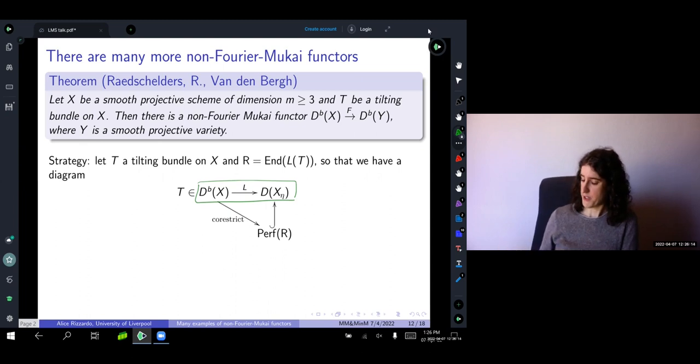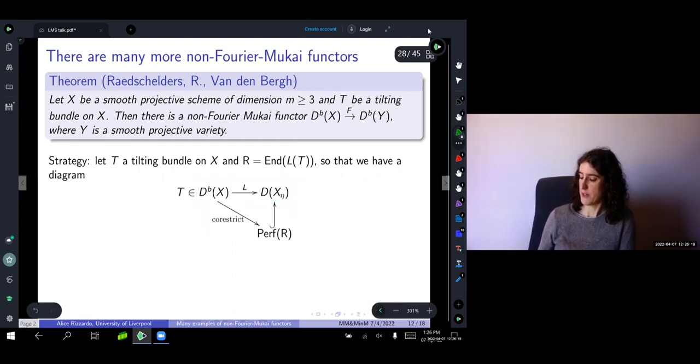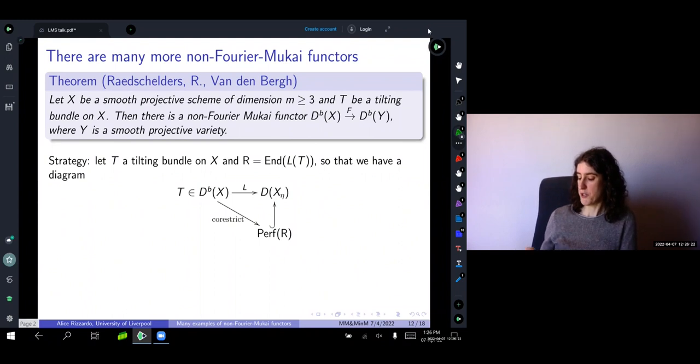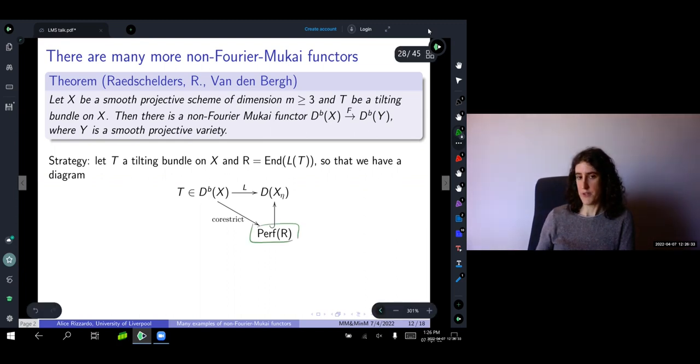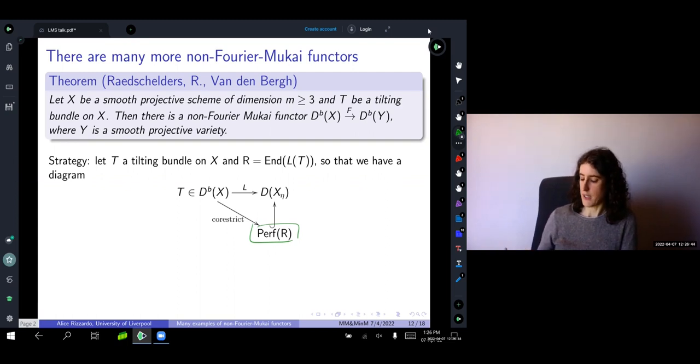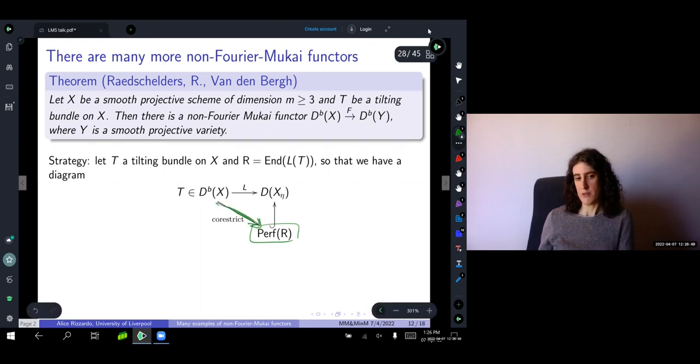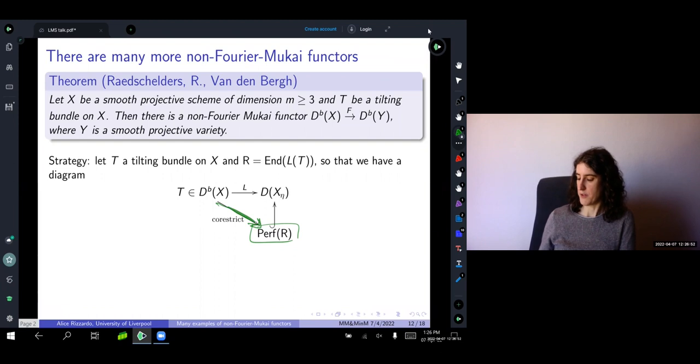And then you co-restrict to perf R, where R is just the endomorphism algebra of the image of T. We're not so interested in the whole derived category of X_eta. What's really interesting is essentially the image of the functor L. So if we just co-restrict to perf R, we didn't really lose anything. And this functor here is still in some way a non-Fourier-Mukai functor.